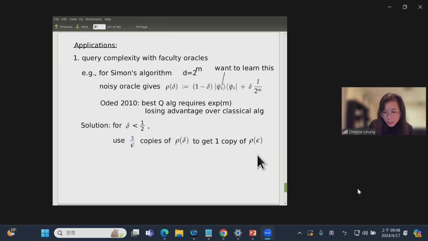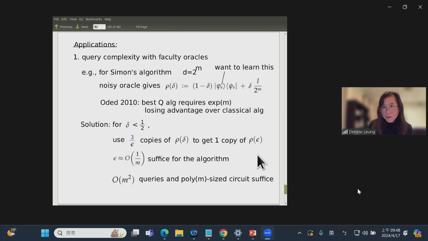And then you want to set epsilon to be 1 over m. If you do that, your algorithm will basically work okay. You need this number of copies for 1 round of the algorithm, and you need to do it m times because S is an m-bit string. So you need order m squared queries. Worse than before, but it is still polynomial compared to exponential. So we restore the speed up, the quantum classical separation for Simon's algorithm using the method that we showed.